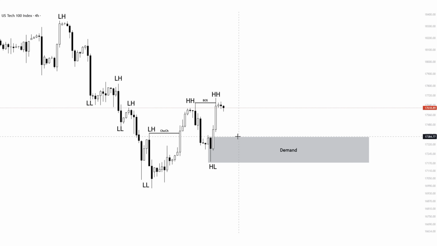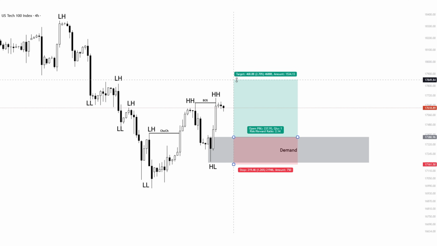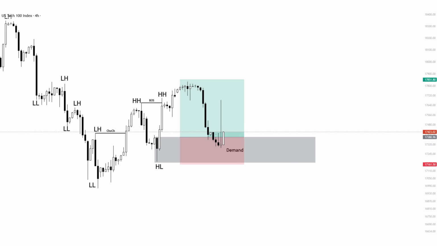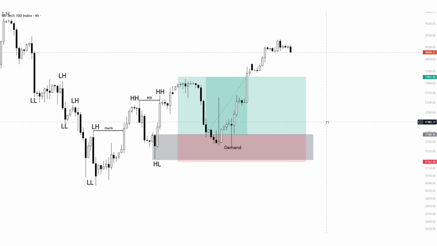So the entry on the top of the demand, stop loss below the demand, take profit above the highs, while also looking for a decent risk to reward ratio. And the position has been closed with a take profit.